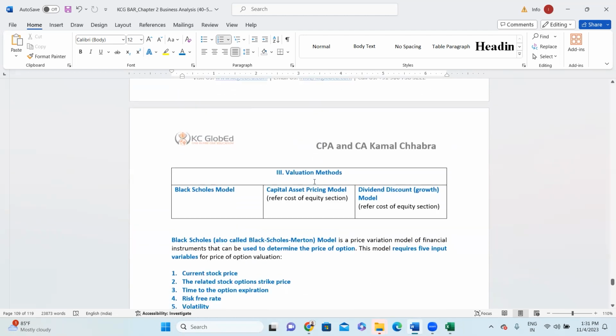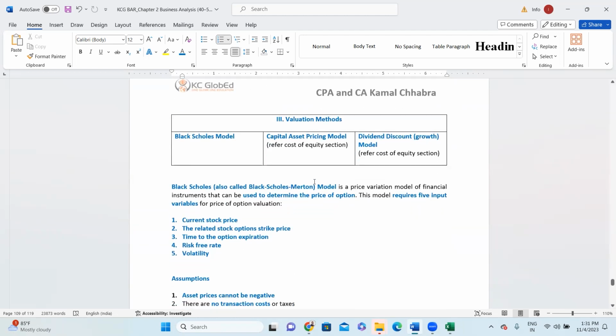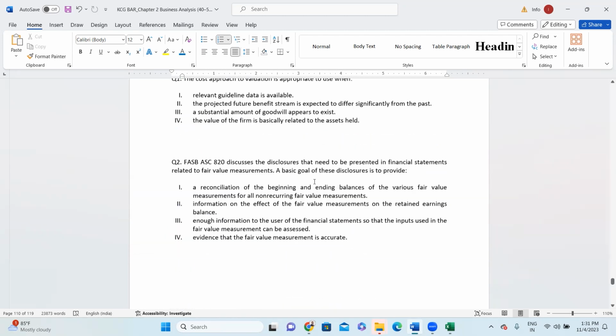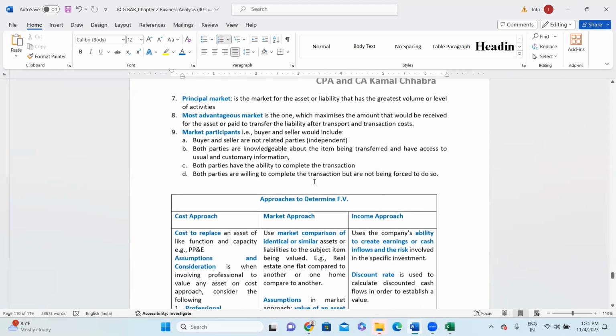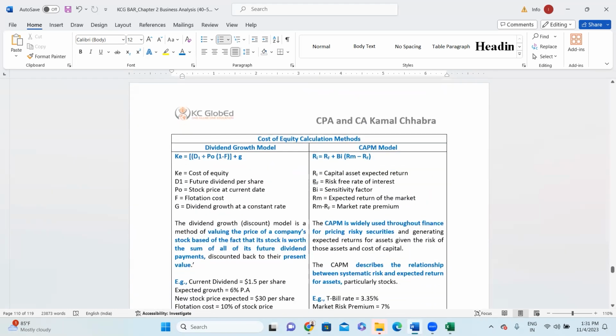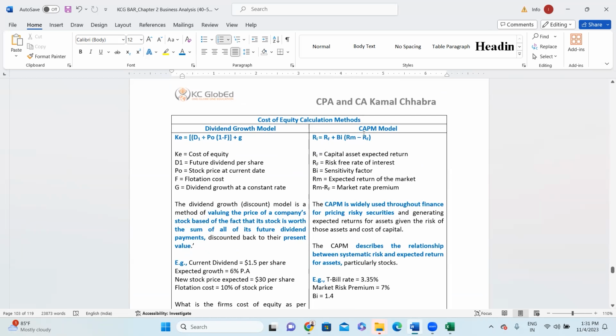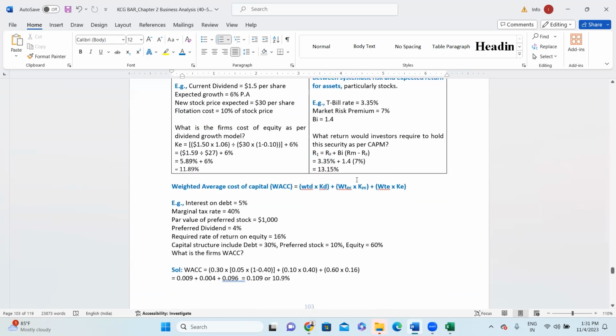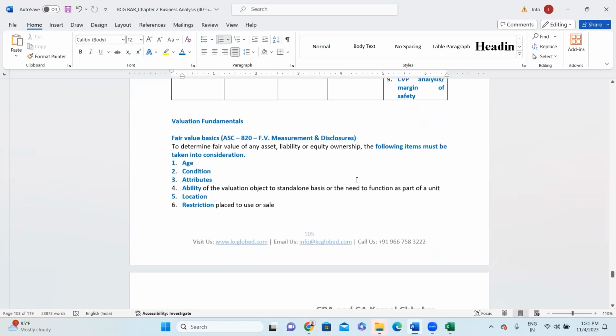Okay. So now the last topic of the day, valuation methods. In the valuation methods, there are three models. First is the Black-Scholes model. Second is the capital asset pricing model. And third is the dividend discount or dividend growth model. The dividend growth model and capital asset pricing model we have already covered in the earlier section, right? I'm just quickly walking you through this, which we covered before the break session.